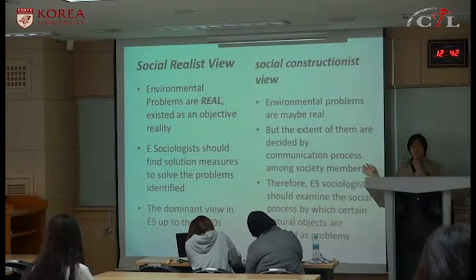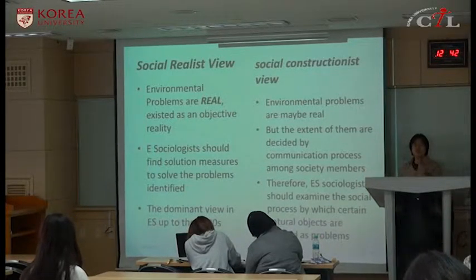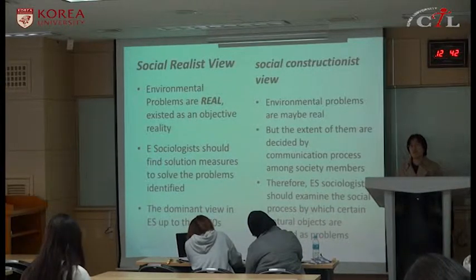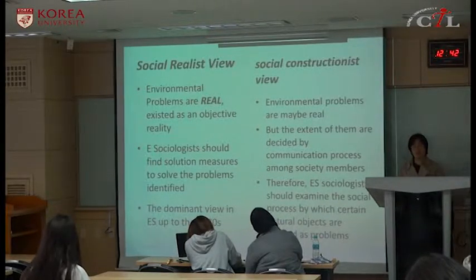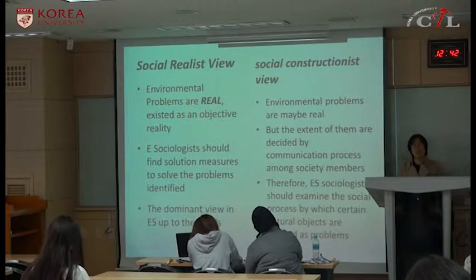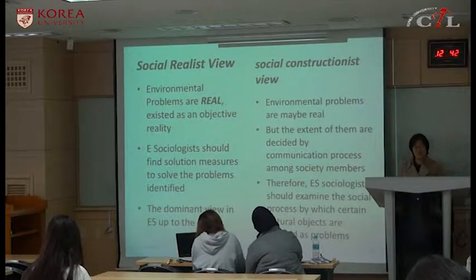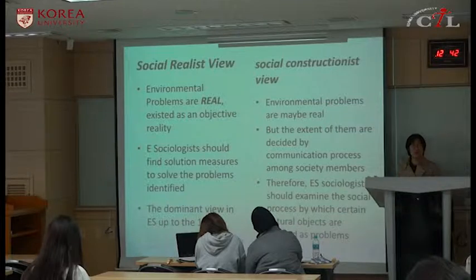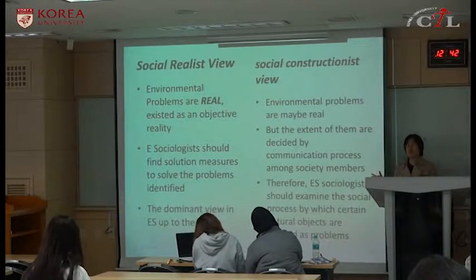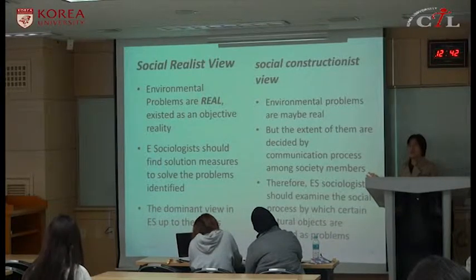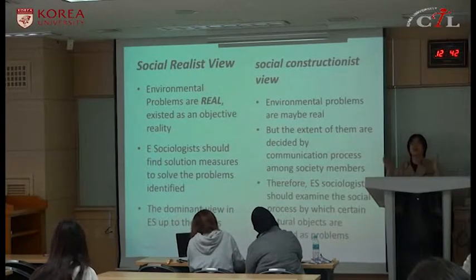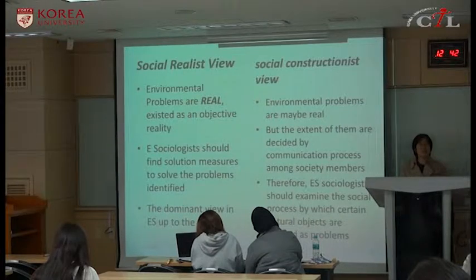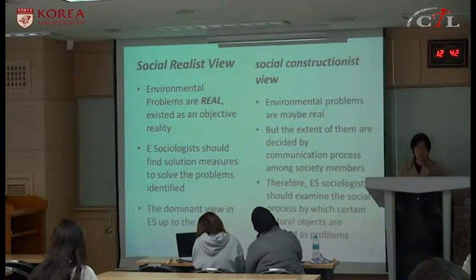Social realists and social constructionists is a very famous debate in the history of environmental sociology, and it began in the 1990s. The social constructionists' view of nature is very different from that of social realists. Social constructionists consider nature a cultural construct, a symbolic thing.